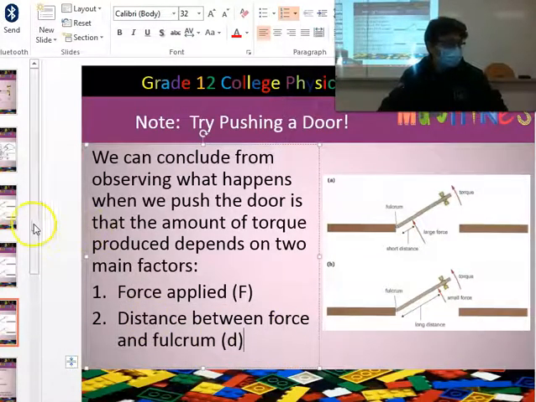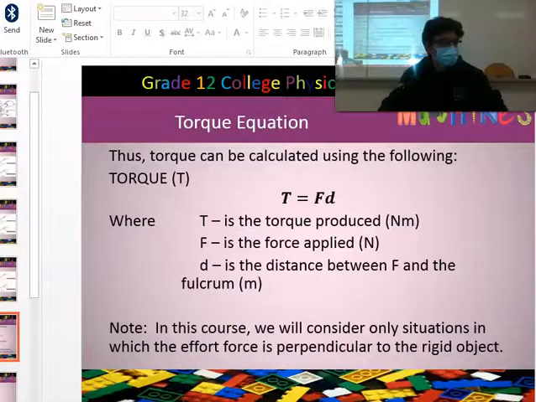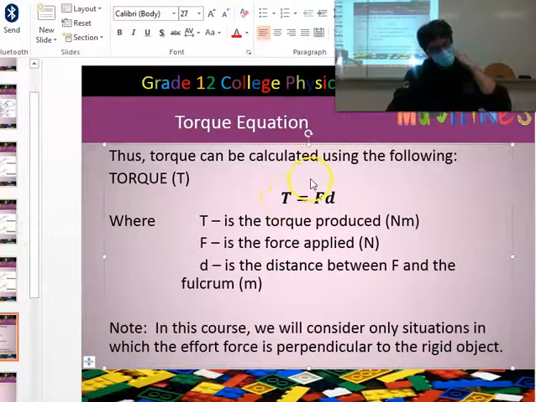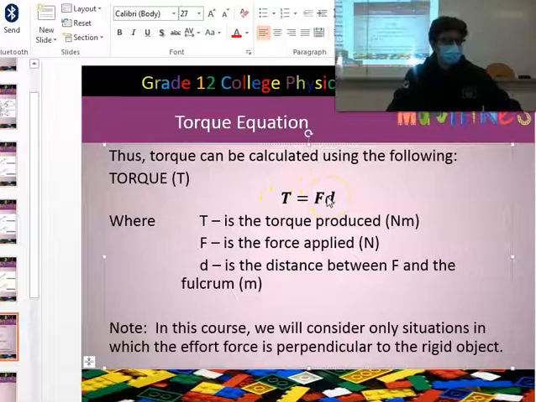So our equation will look like this. Torque, which we're going to label as capital T, equals force times the distance between the force and that rotational axis, or the fulcrum. Although they are vectors, we're not going to be considering the direction in this course. We're only going to do examples where the effort force is perpendicular to the radius vector d, and therefore the torque is also perpendicular.